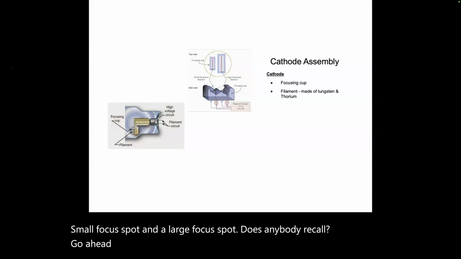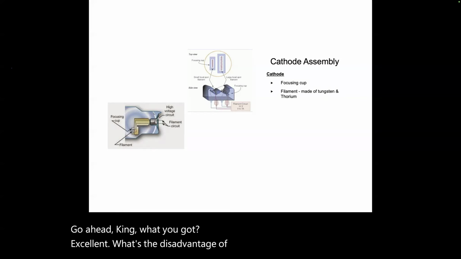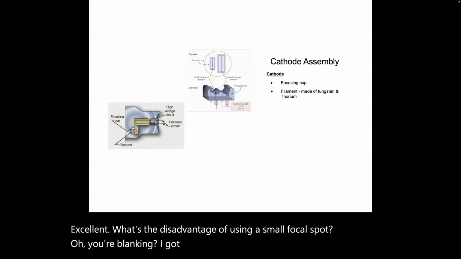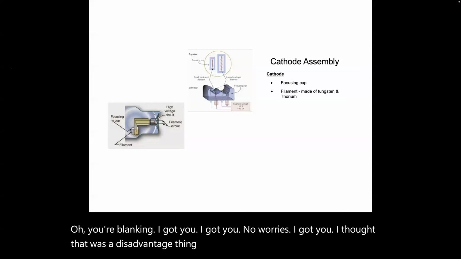Go ahead, King. What do you got? A small focal spot is used for better detail. Excellent. What's the disadvantage of using a small focal spot? Blanking. Oh, you're blanking. I got you. No worries. I thought that was a disadvantage. I'm thinking, what? Never heard of that one.